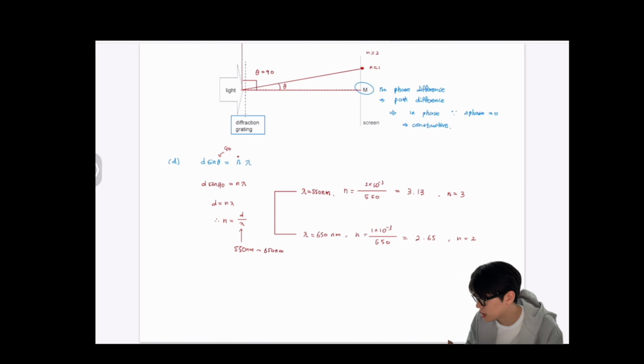However, if you think about it, in the question they said, diffraction pattern in which all the wavelengths in an incident beam are presented, okay? They need to present all the wavelengths, okay? So we have to choose the smallest number in this case here. So n has to be 2 in this case, okay?